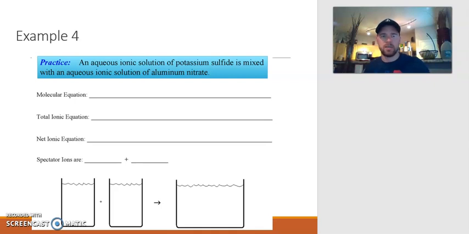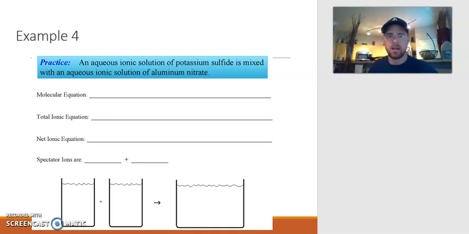So let's take a look at example number 4. What we're asked to do is write the molecular equation, the ionic equation, and the net ionic equation, as well as identify what the spectator ions are, and then finally what the beaker drawings would look like. So this is going to be a little bit in depth. There's a lot of things it's asking us, but it's a good opportunity to practice all the things we've learned about precipitation reactions. So let's read what the situation is.